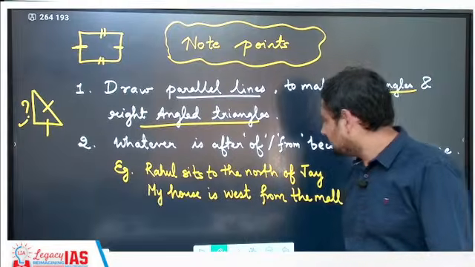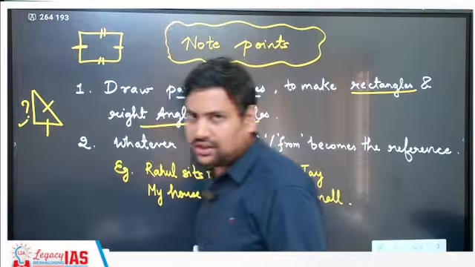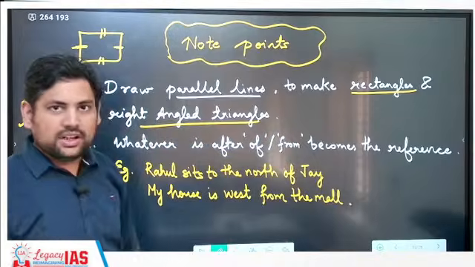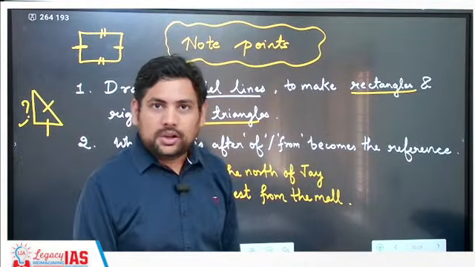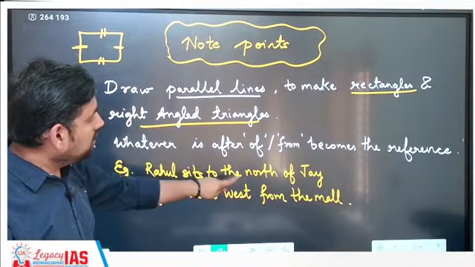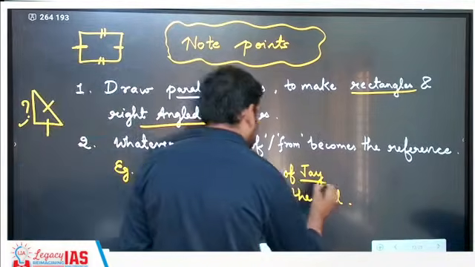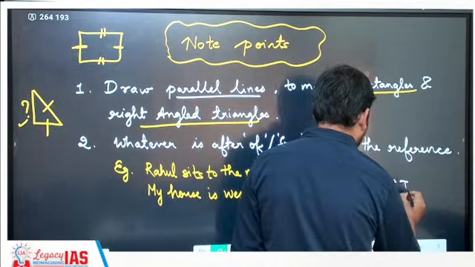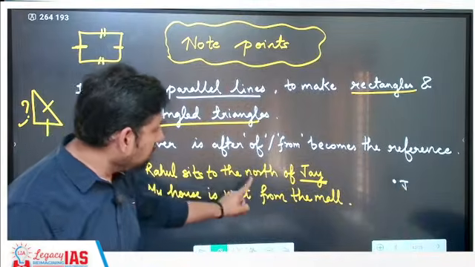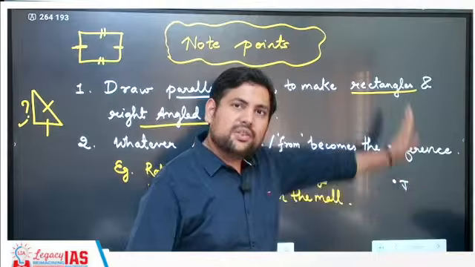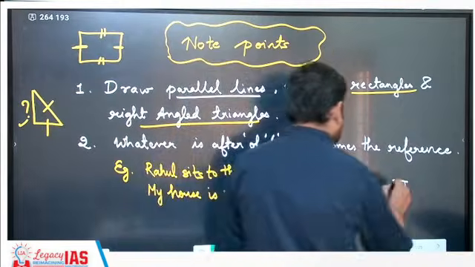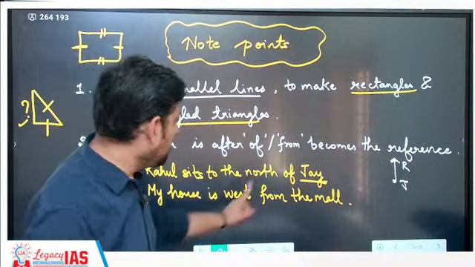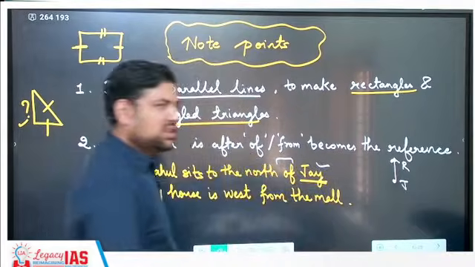Then when we are reading questions, always remember that whatever is written after "of" or "from" becomes your reference. For example, Rahul sits to the north of J. What is the reference? J is the reference. So first I will draw J. Then I see Rahul sits to the north of J. So from J, what is north? North is this direction. So Rahul will sit somewhere here to the north of J. So whatever is after "of" becomes your reference.